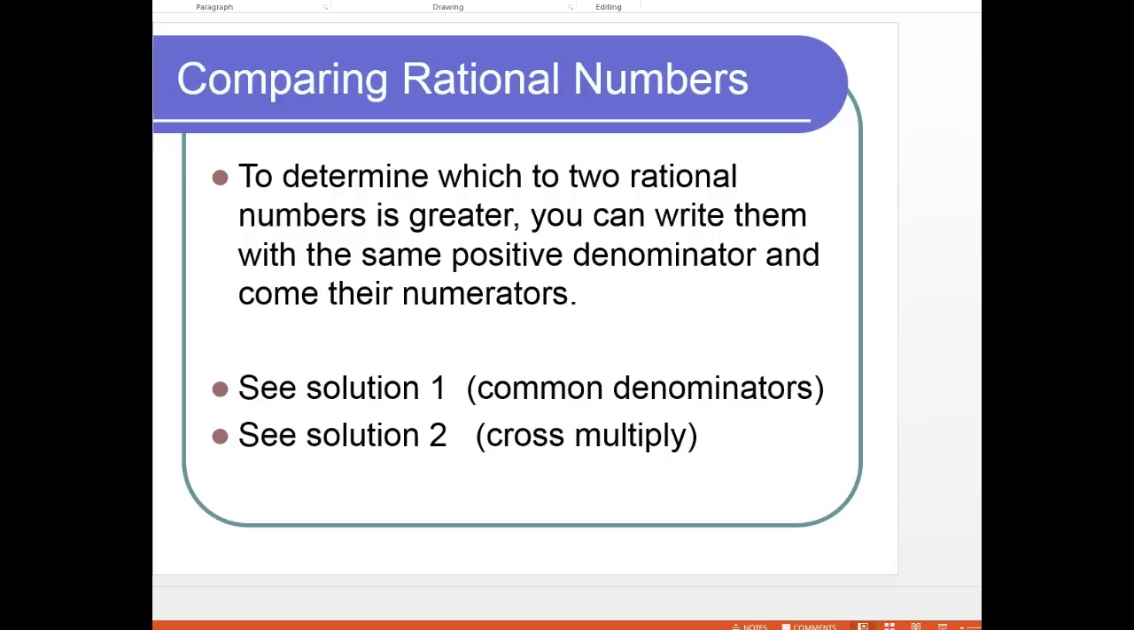Now, the big deal with section 11.1 is comparing rational numbers. So they want us to determine which of two rational numbers is greater. Now, we've got two different methods. If you look on your note sheet at example number 1, there are two different solutions. We can either find a common denominator and compare, or we can cross multiply. So let's see what that looks like.